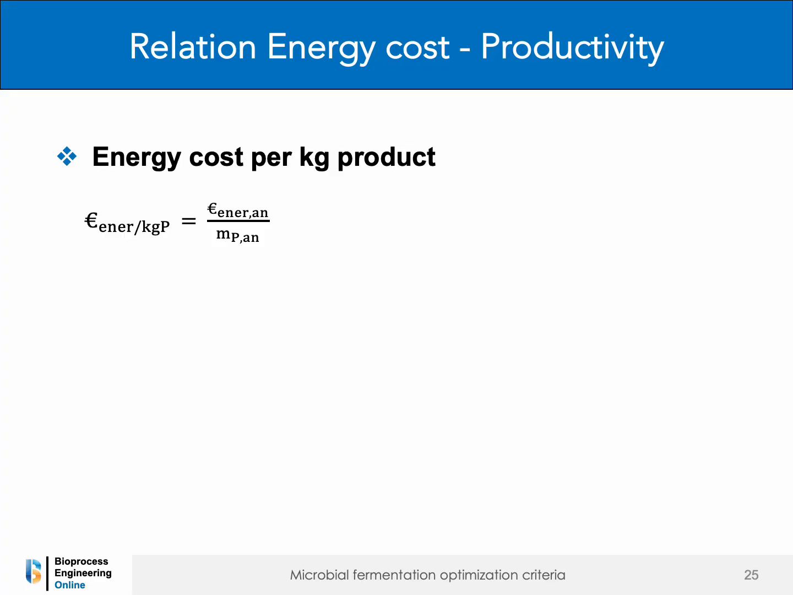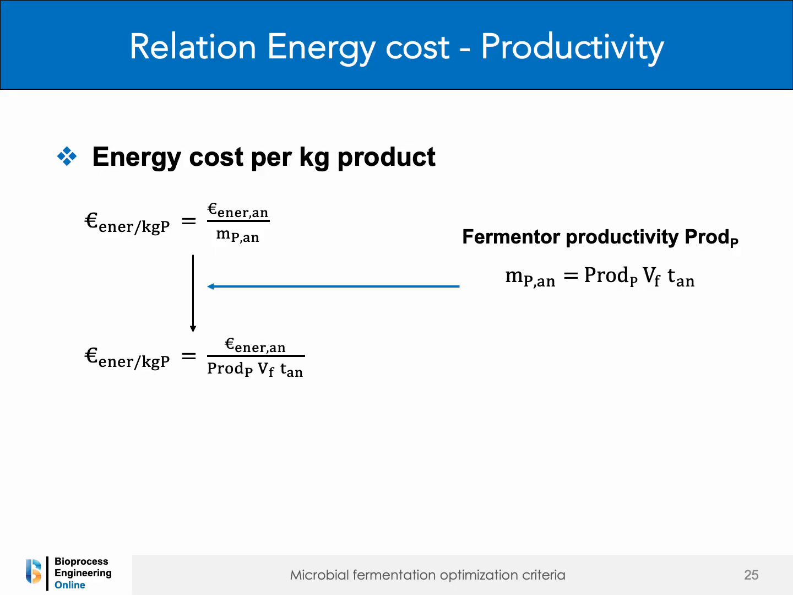The energy cost per kilogram of product, euros ener per kilogram P, is obtained by dividing the annual energy cost by the annual mass of product produced. During year-round operation, the annual product mass, MPN, is related to the fermenter productivity by MPN equals ProdP VF TN. Thus, the energy cost per kilogram of product is euros ener per kilogram P equals euros ener N divided by ProdP VF TN.